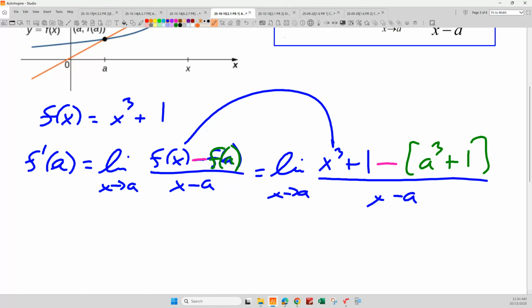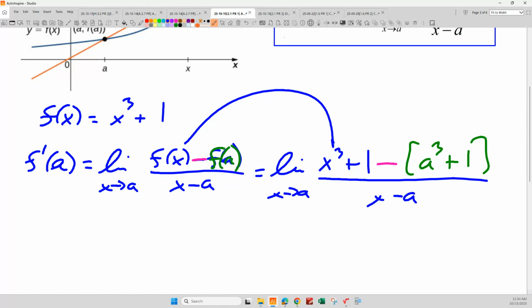x is approaching a. What if x were approaching 2? Then the factor would be x minus 2, because when x equals 2, what's the factor that goes with that? x minus 2, right? When x becomes a, what's the factor that has that 0? x minus a. So you already know that's what has to happen. The x minus a's have to cancel.